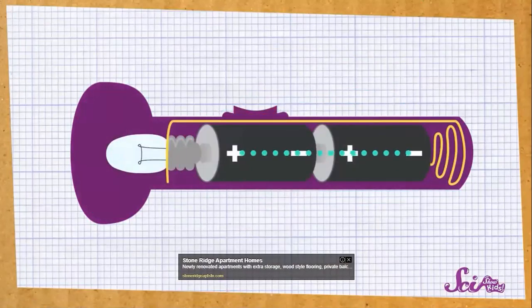Electricity flows from the battery to the light bulb, and when the electricity goes through the bulb, the flashlight lights up. But the electricity doesn't just jump from the battery right to the bulb. In order to get from the battery to the light bulb, the electricity has to go along a specific path, and that path is called a circuit.